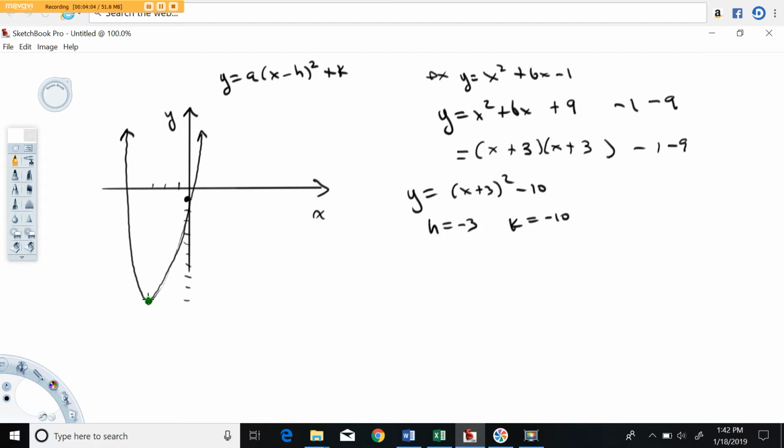All right, so the vertex of my parabola is here. That's at the point minus 3, minus 10. Now, parabolas have what's called an axis of symmetry. This parabola is symmetric about this axis right here that goes through x equals negative 3.